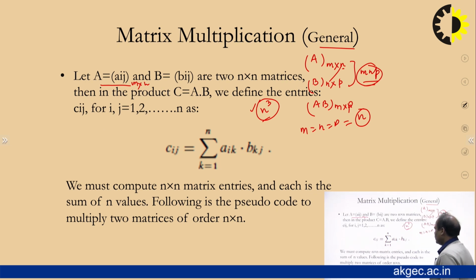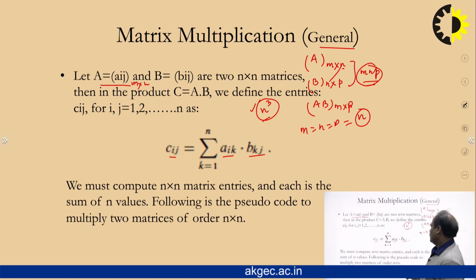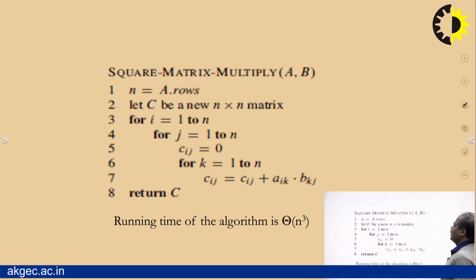Right, so this is the method: Cij is actually Aik times Bkj, k ranging from 1 to n. So we must compute n by n matrix entries, and each is the sum of n values. After the multiplication, we are adding them together. So overall time is going to be n cube. So this is square matrix multiplication.